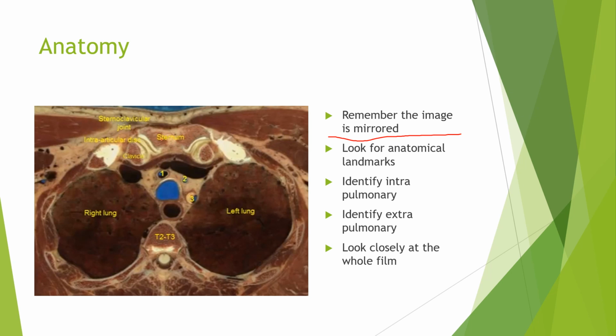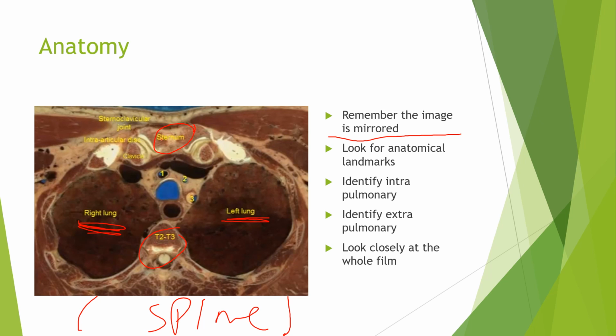So when we're looking at this picture here, you see the spine down here, and up here would be the sternum, right? You can see the sternum, and here's T2, T3 on the spine. So you would assume that if this patient is supine, laying on their spine, that this would be the right lung, and then this would be the left lung. However, because it's mirrored, like I said, this is actually the left lung, and this is actually the right lung. I hope this makes sense. It's just a mirrored image.